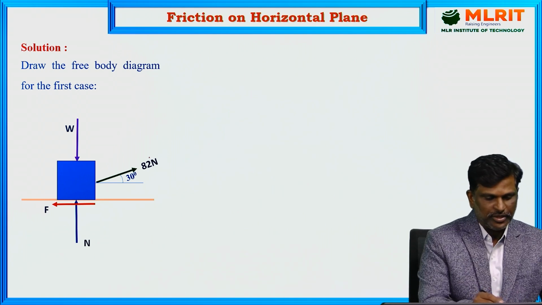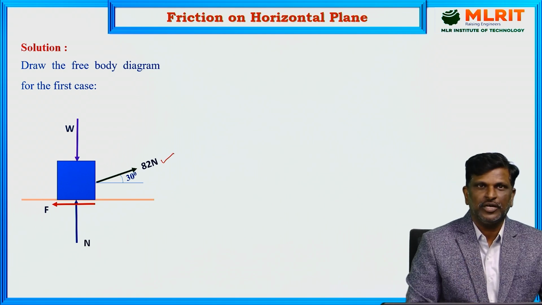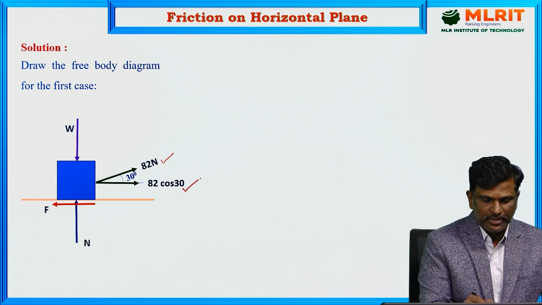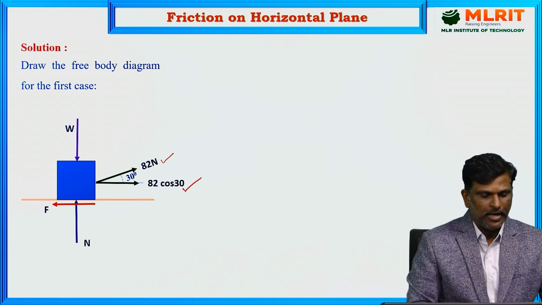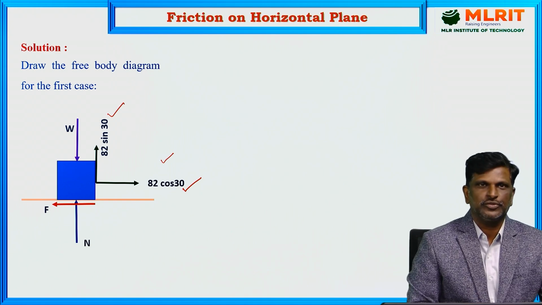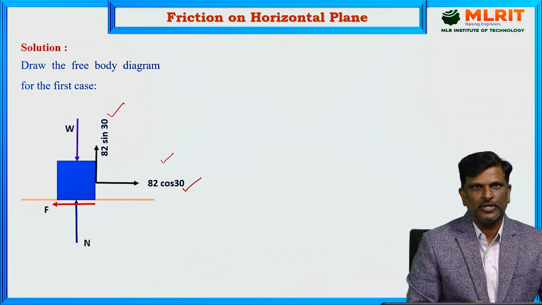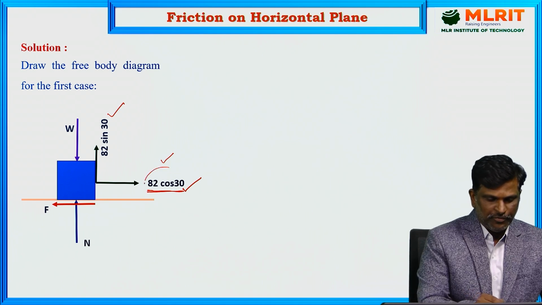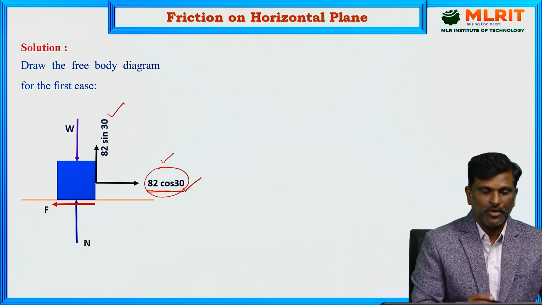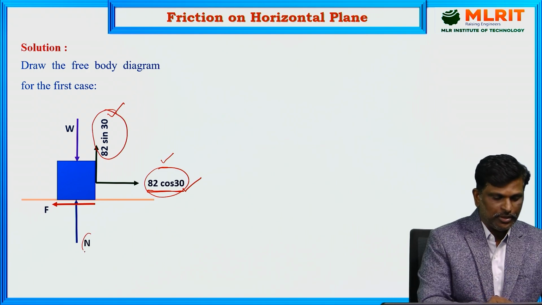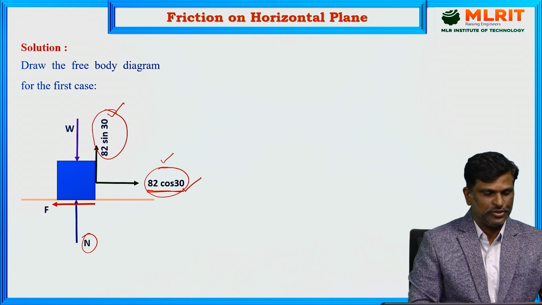The 82 newton force which is acting at 30 degrees to the horizontal can be split into two components: the horizontal component, 82 cos 30, and the vertical component, 82 sin 30. 82 cos 30 is the horizontal component which contributes to the motion of the body, and 82 sin 30 contributes to the normal reaction in the vertical direction.